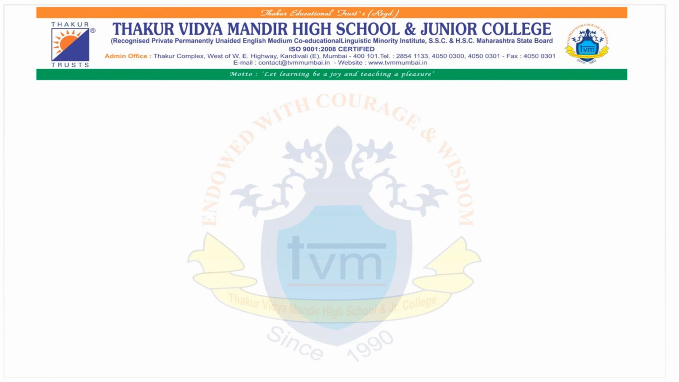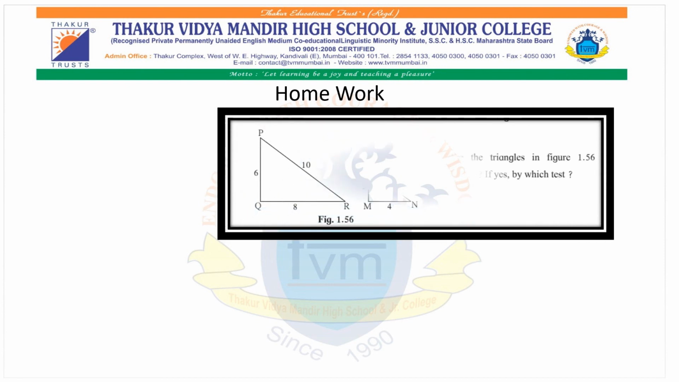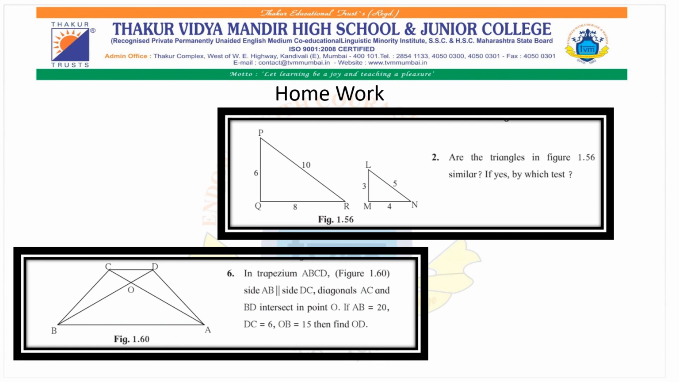In the next slide, we have homework which you need to solve. There are a few sums which we have left in between: sum number 2 and sum number 3. Sum number 2, if you remember, we have used in one of the tests. We have to prove these two triangles similar. Remember that. Sum number 6, again there is a trapezium. So you need to prove two triangles similar. The triangles are COD and triangle AOB. Prove it similar, then you can find the length of OD. So these two sums you will be doing as homework.